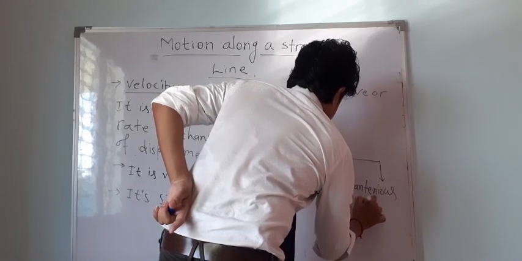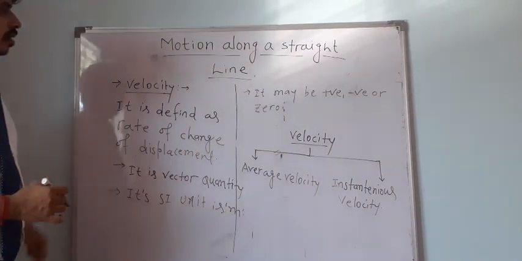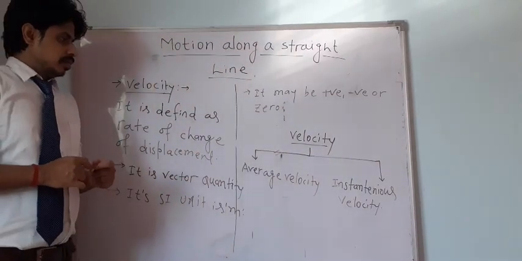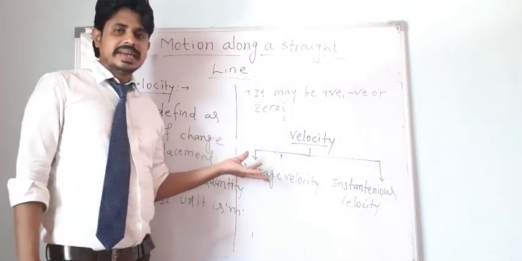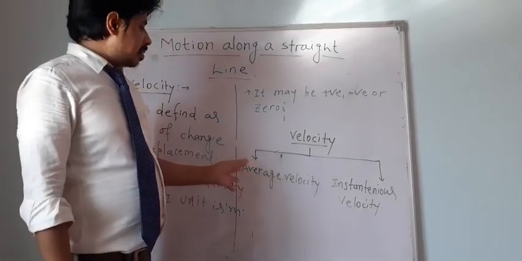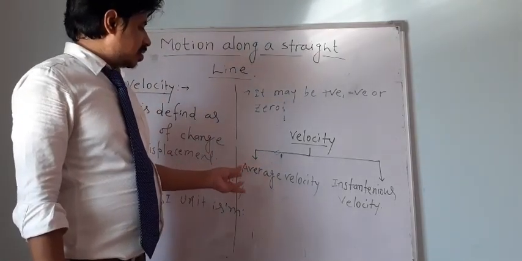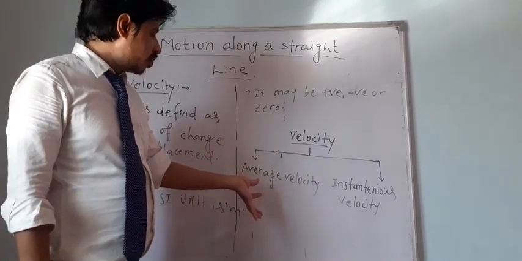Instantaneous velocity. See, since the velocity is the rate with which the displacement is being covered, the rate may be of two types: from start to end, or during a given span of time.